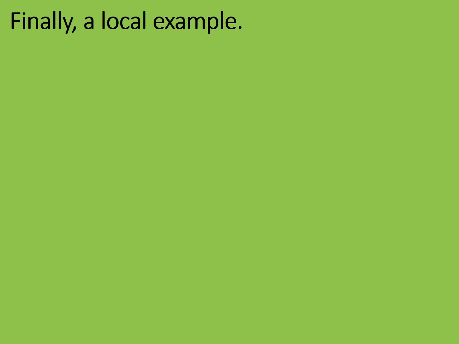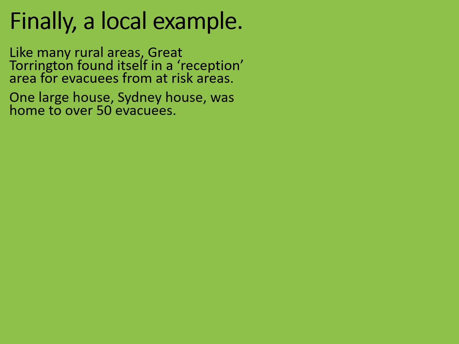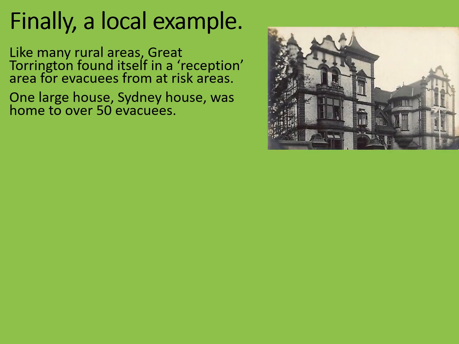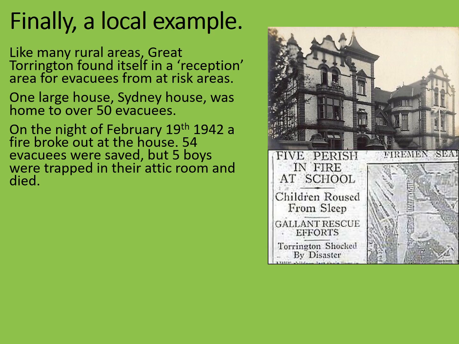Finally, a local example, or at least it's local to me and my students. Like many rural areas, Great Torrington found itself in a reception area for evacuees from at-risk areas. One large house in the town, Sydney House, was home to over 50 evacuees. On the night of February the 19th, 1942, a fire broke out at the house. 54 evacuees were saved, but 5 boys were trapped in their attic room and died. Here we can see a newspaper clipping reporting on this. Sydney House is referred to as a school, but more accurately, it was a residential home for evacuated children.